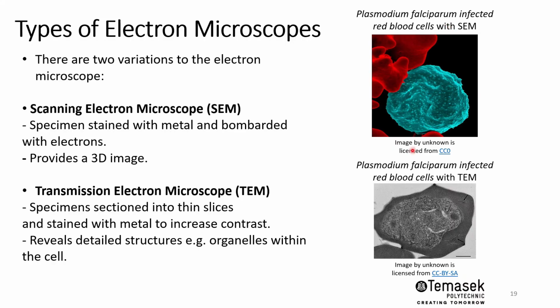Okay, in contrast, with the TEM, transmission electron microscope, not only are the specimens stained with metal, they are also sectioned into thin slices so that you can increase contrast and have a look at the cross-sectional dimension of the specimen itself. So it helps to reveal detailed structures like the organelles within the cell. If you could see the image here where my pointer is, this is a similar Plasmodium falciparum parasite infected red blood cell. Okay, the cross section of the red blood cell is sliced, and then you can see the internal structures within the parasite itself with TEM.